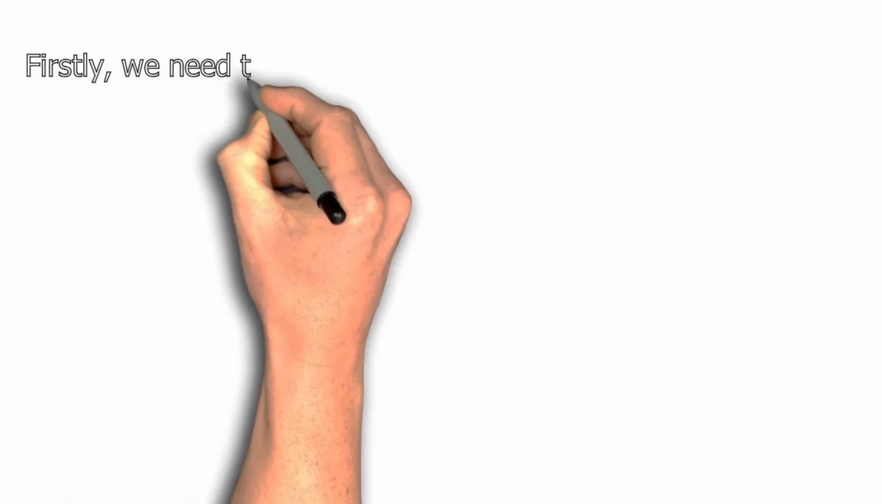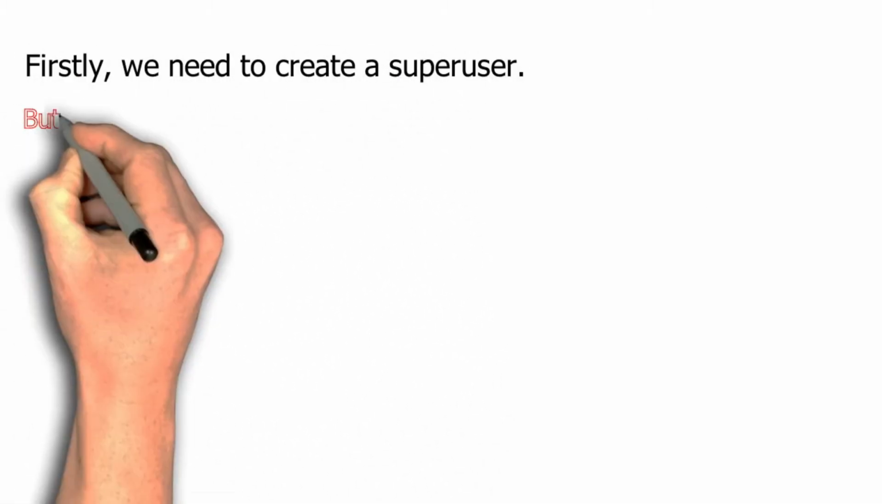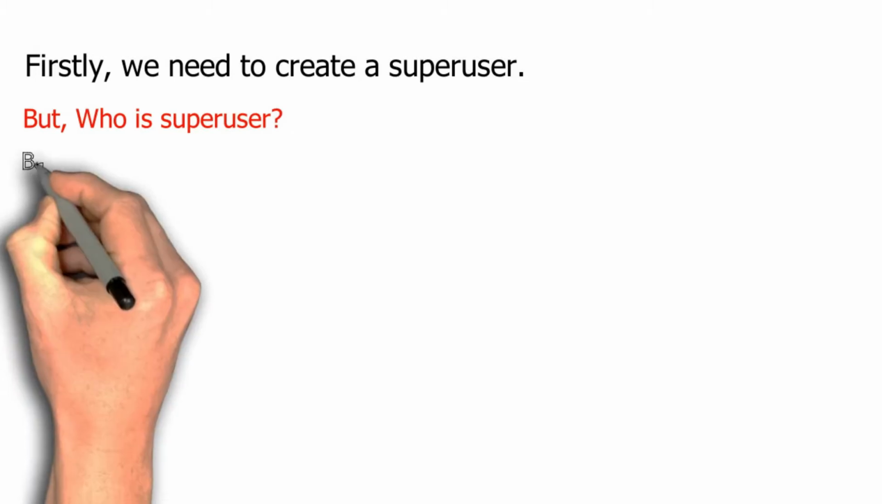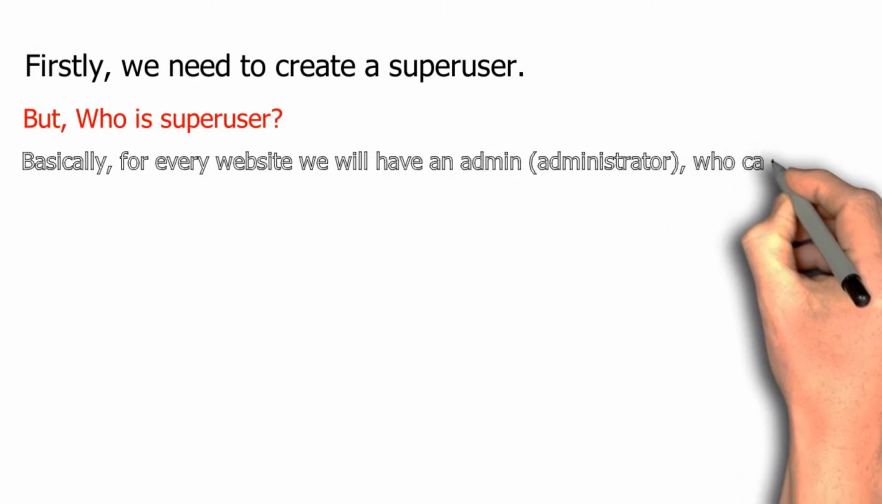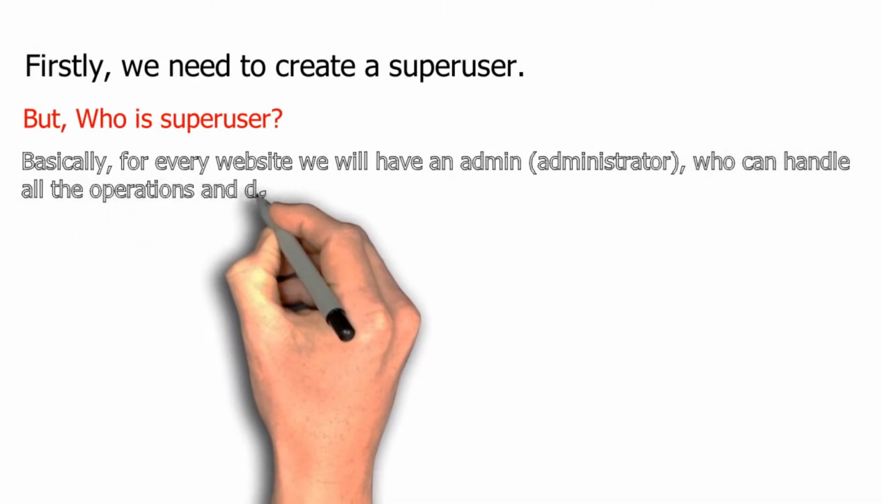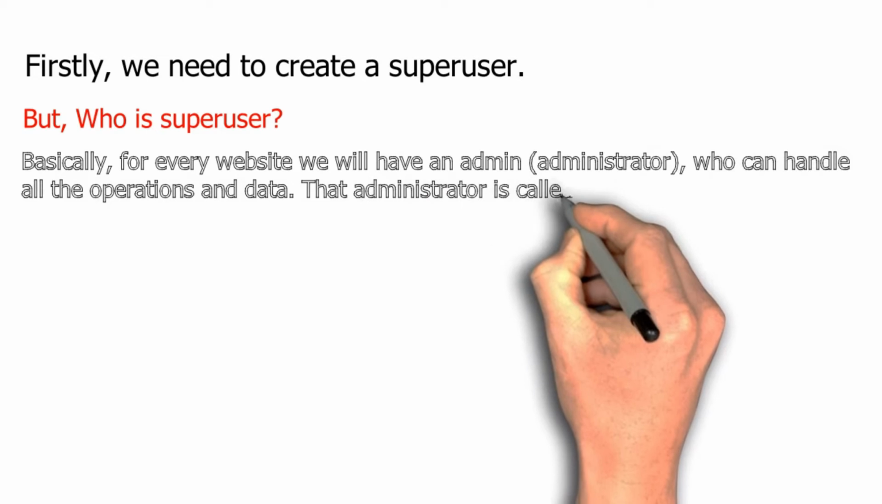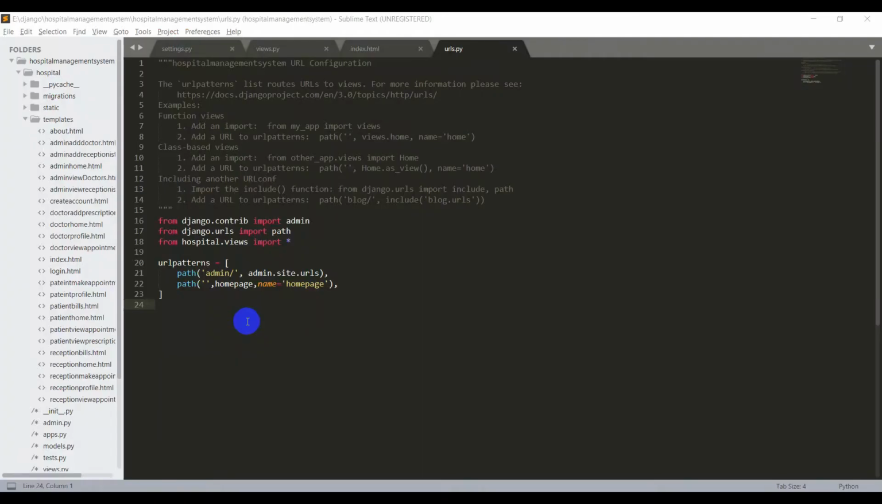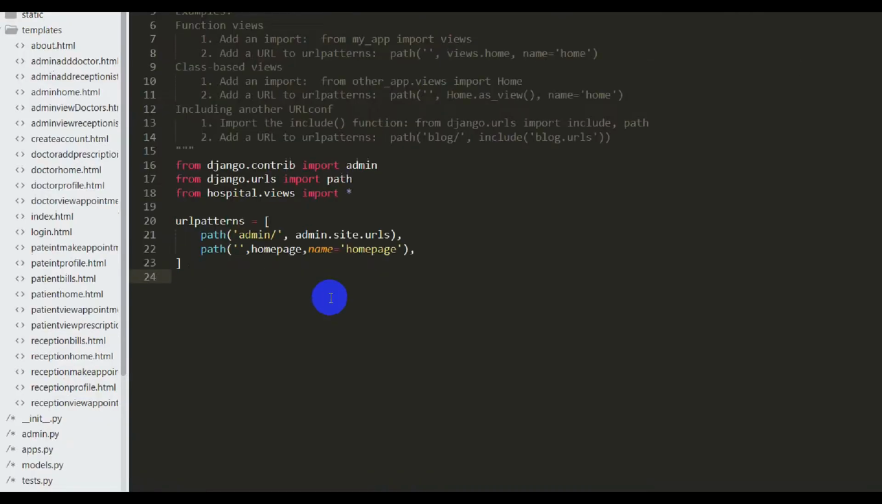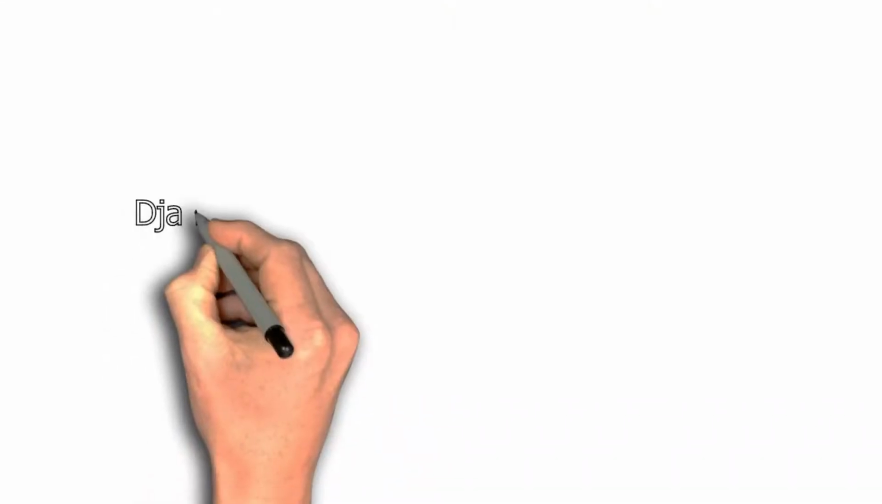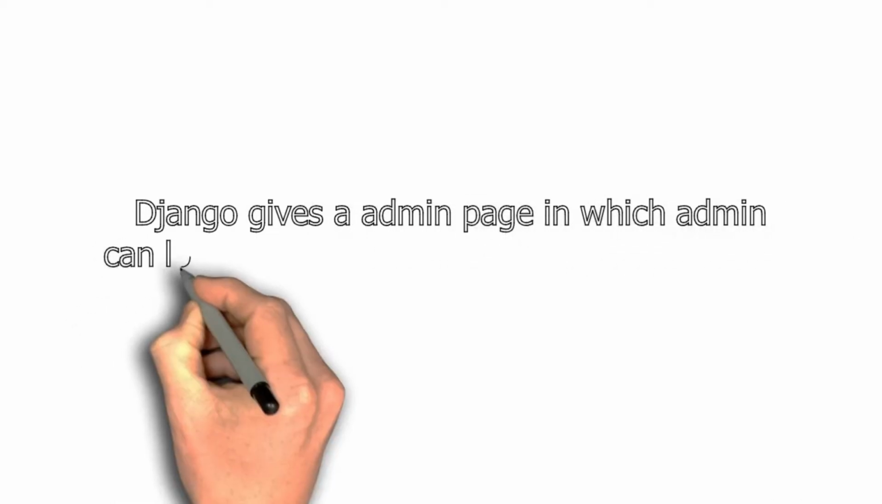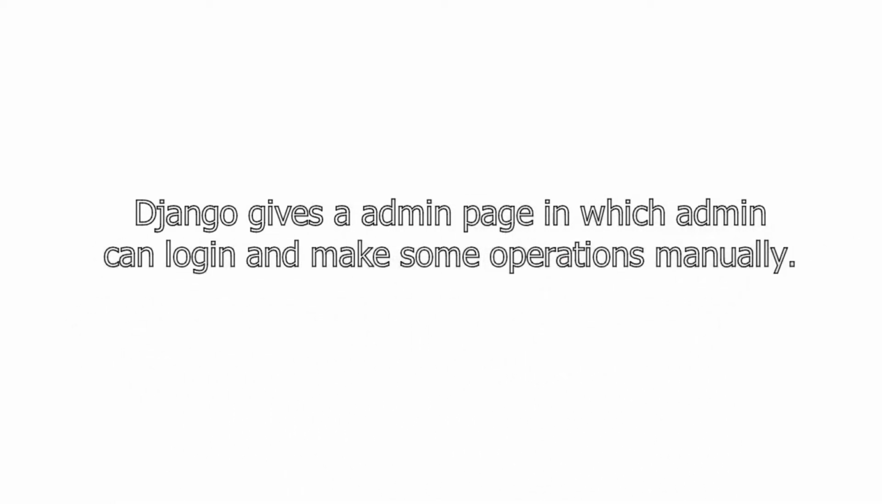Alright, firstly we need to create a super user. But who is a super user? Basically, for every website we will have an admin, also called an administrator, who can handle all the operations and data. That administrator is also called a super user in Django. While creating a new path for the homepage, have you noticed a path in urls.py which is admin/, admin.site.urls? Yes, that's the one. Django gives an admin page in which the admin can log in and make some operations manually.